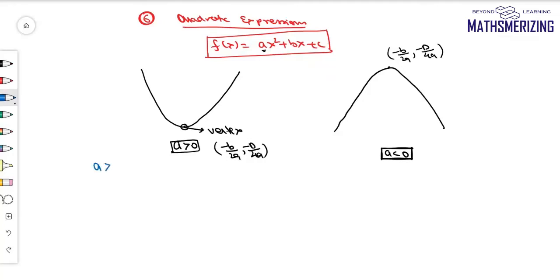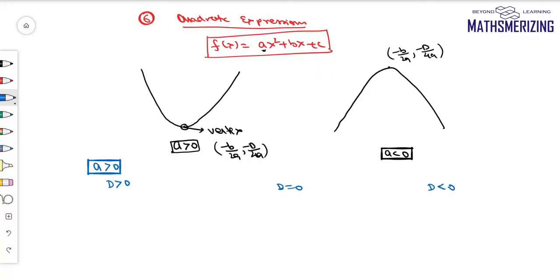So we'll start with the case when a is greater than 0. Now suppose a is greater than 0, so that means it's a parabola opening upwards. I'll take three separate cases. Case 1, when D is greater than 0. Case 2, when D is equal to 0. And case 3, when D is less than 0.